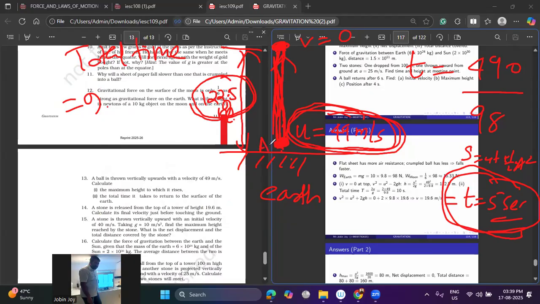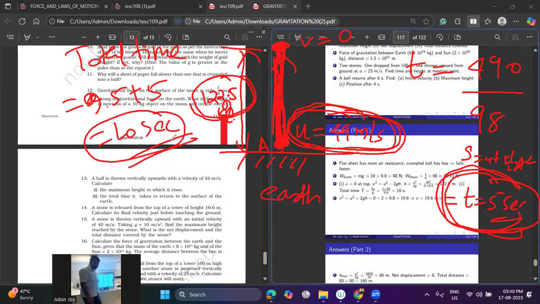So this is the starting point A. It will reach here, then return back to the final position. That means this is 5, then return also 5. That means total time is equal to 5 plus 5. So the answer is 10 seconds. So this time is from Earth to this height, 122.5. The question is, what is the total time it takes to return to the surface of the Earth? That means from the Earth to this height, then returns back to this point. That means this is 5 plus the next 5. So the answer is 10 seconds.